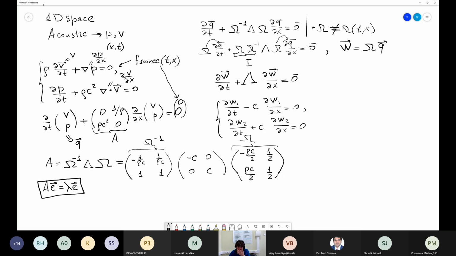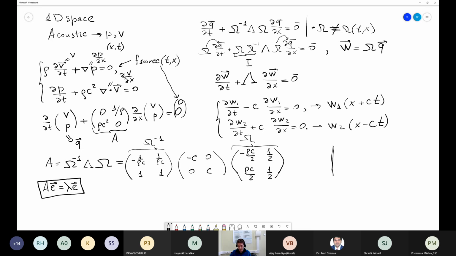So we know that the solution of the first equation is omega equal to w1 as a function of x plus ct, where c is the velocity of the propagation of waves, pressure waves, and here w2 of x minus ct. Let's draw these characteristic lines, x plus ct and x minus ct.